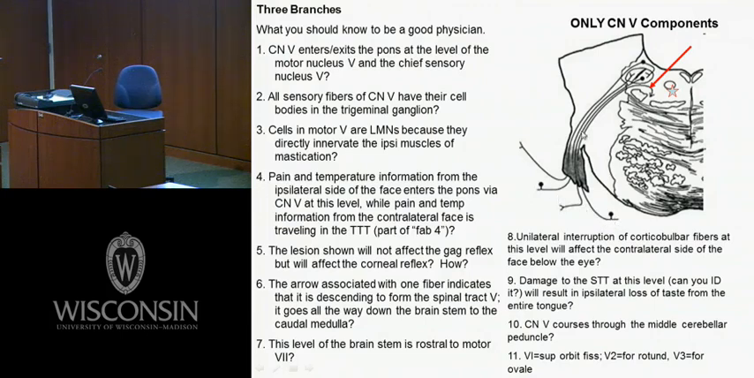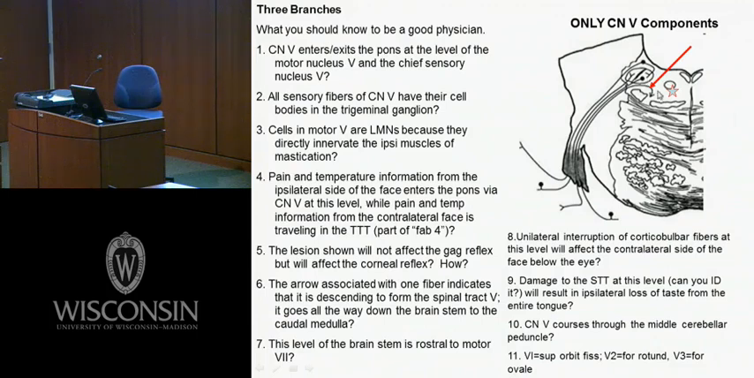So if you're a two-pointer, you come in, synapse on a cell up to TTT. If you're a pain and temperature, you poor person, you've got to descend in the tract all the way down along the nucleus to the caudal nucleus where you synapse and go up to TTT. So it's rostral to here. The TTT is going to have both pain and temperature and 2-point in it as we go rostral.